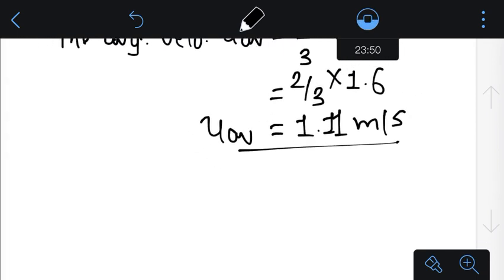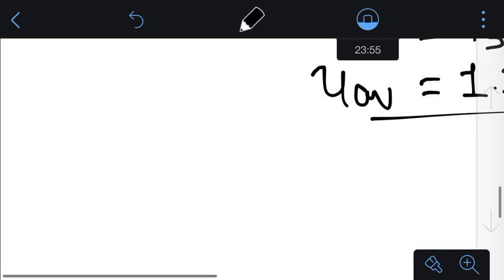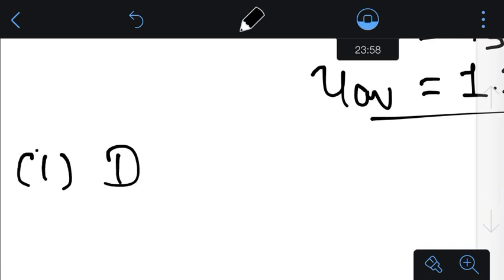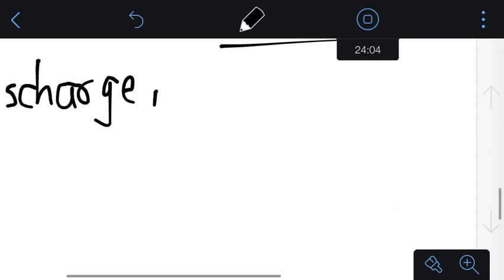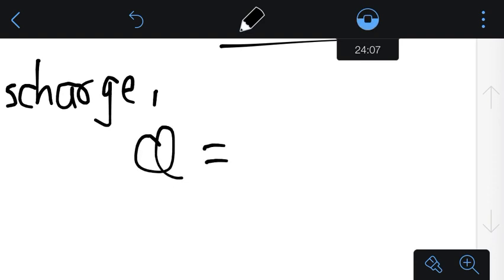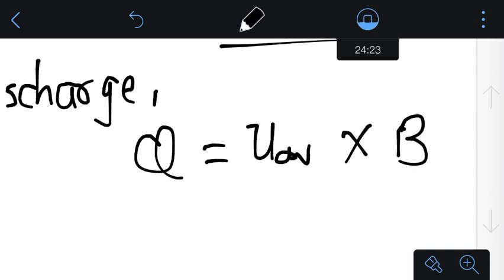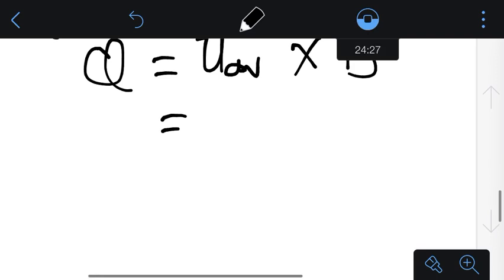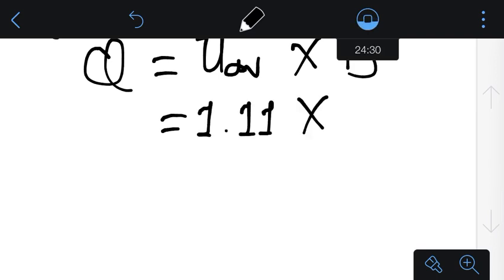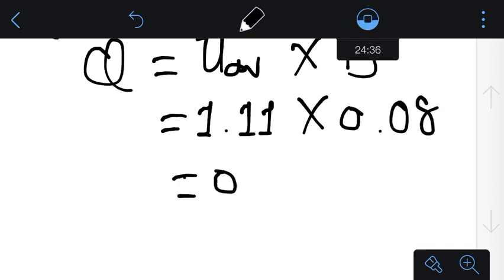Now the first objective we will try to solve. The objective number 1 we have to find out is your discharge, right? And mind well, this is the discharge per unit width of the plate, and unit width means it's 1. So we have to do it this way: your average velocity should be multiplied by the distance between two fixed plates. The average velocity we have just calculated is 1.11, and the distance between two parallel plates is given as 0.08.